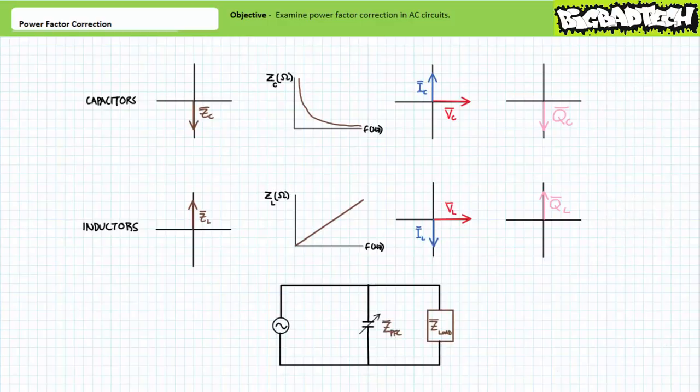Keeping with this theme, a power factor corrected circuit is one in which the reactive power of a fixed load is counteracted by an equal yet opposite variable reactive element, such that total apparent power is directed solely towards real power and none of it towards a reactive interchange.